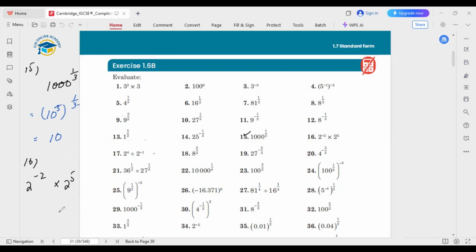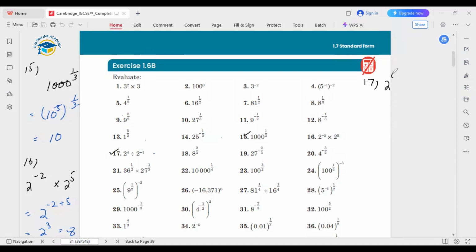The first rule: as the bases are similar and the multiplication sign is there, you need to add the powers, -2 + 5. And -2 + 5 will be 2 raised to the power 3, and that will be 8. 2 raised to the power 3 is basically 8. Moving towards the next part, that is part number 17 we have.